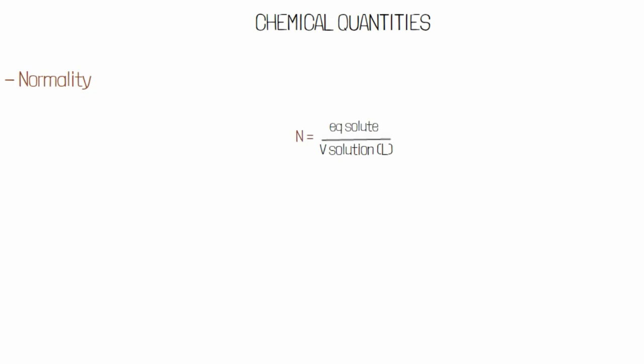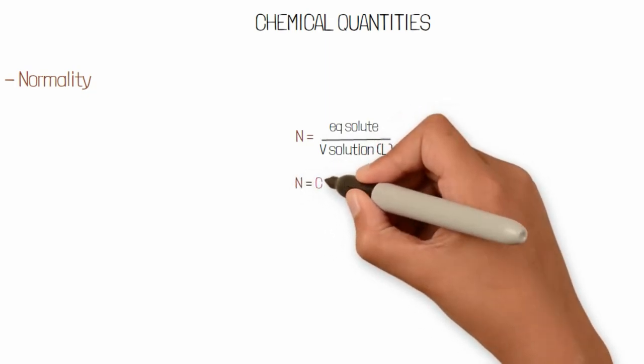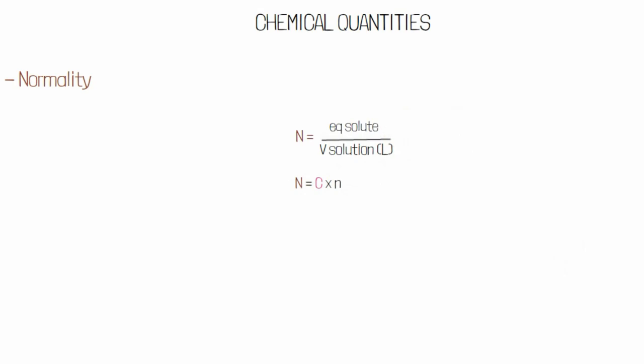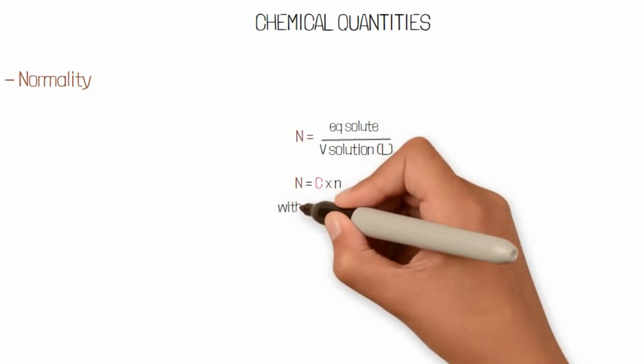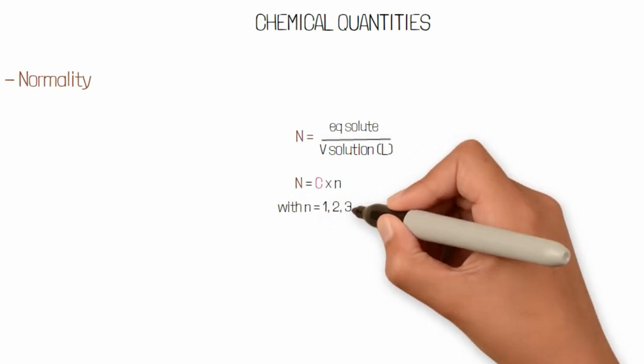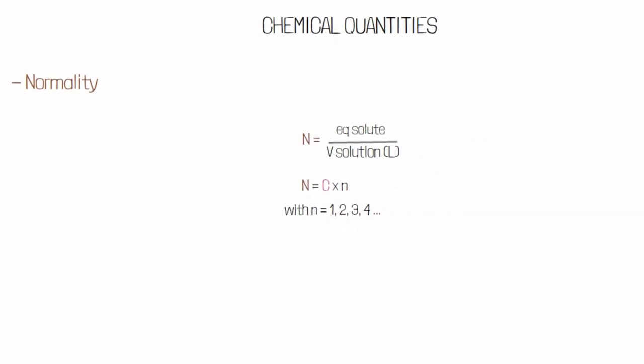But before that, we can say that normality equals molarity times n. So there is a relationship between normality and molarity. And what is this n? n is a whole number, so 1, 2, 3 or 4, okay, and so on. This means that normality can be the same as molarity if n is 1, or can be double or 3 times the molarity and so on.